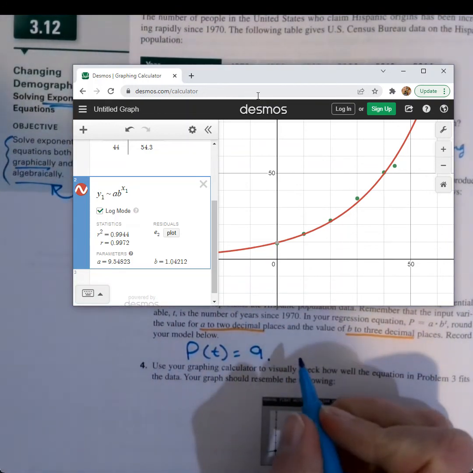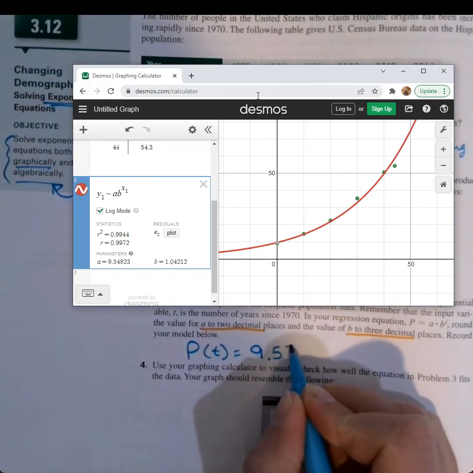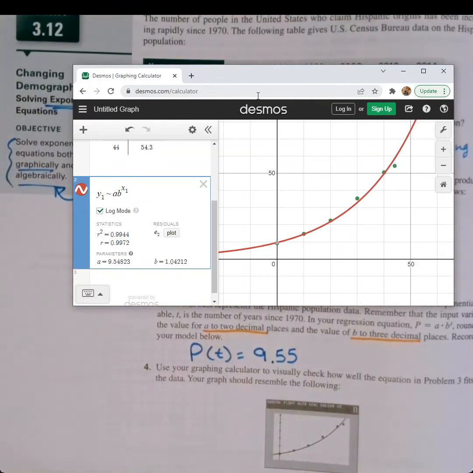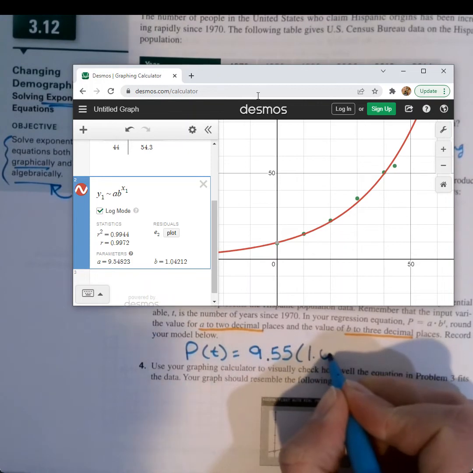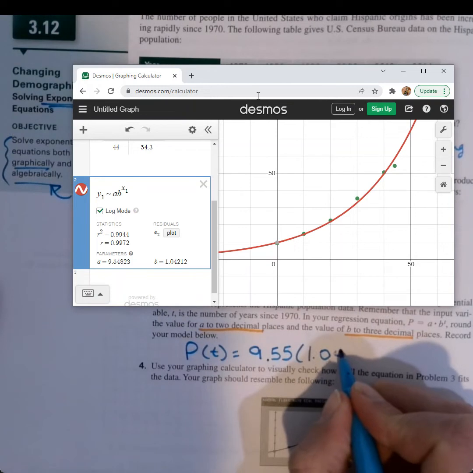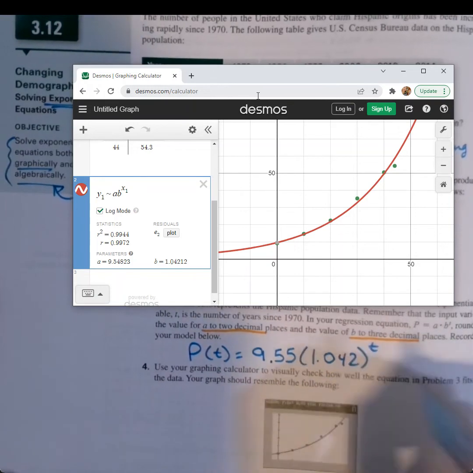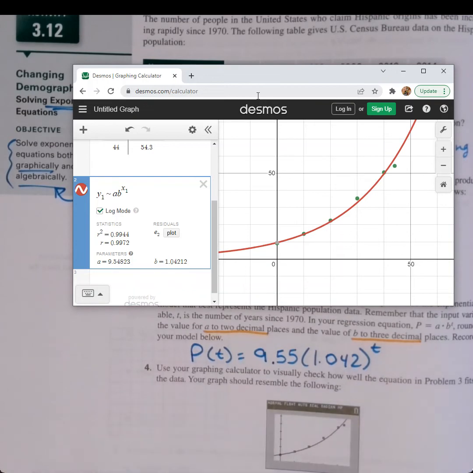So a is 9.55. It looks like if I round to 2 places, 9.548 or 9.55. And my b value is 1.042 if we round to 3 places, and then to the t. Okay, so graph visually, how does it look? Beautiful, because that automatically happens on Desmos, and we can see that we have a really nice R-squared value, 0.9944. So it's going to be a strong fit.